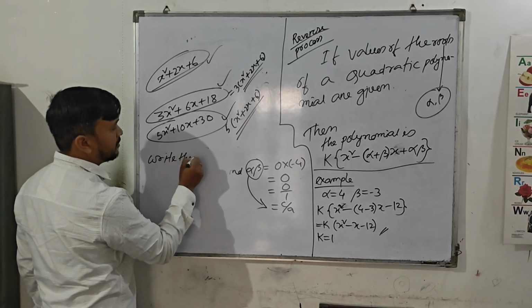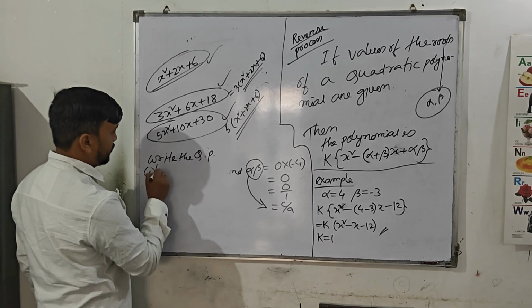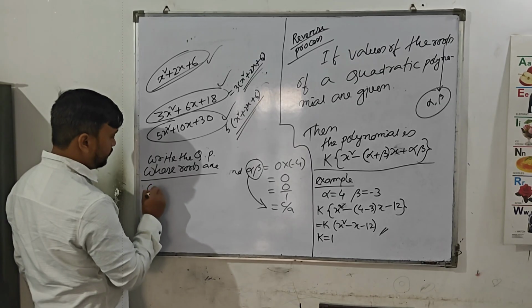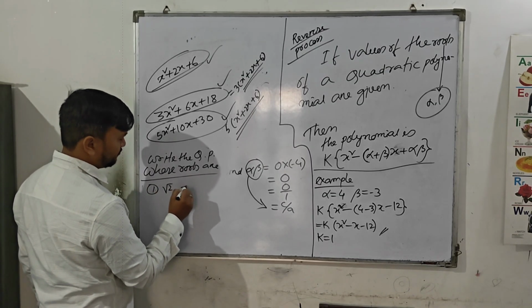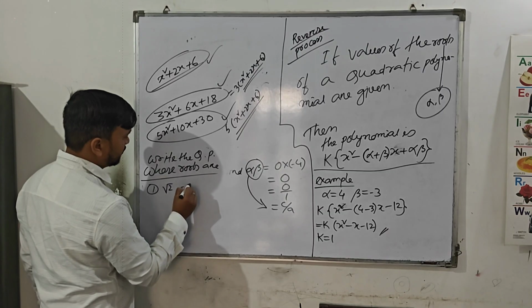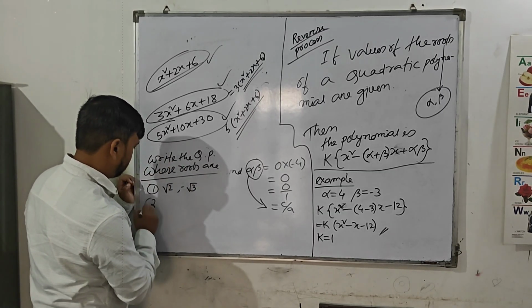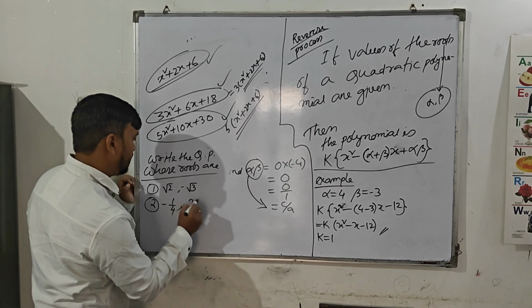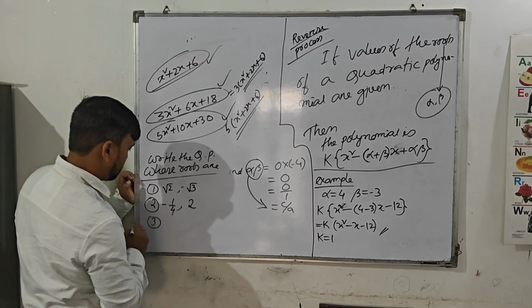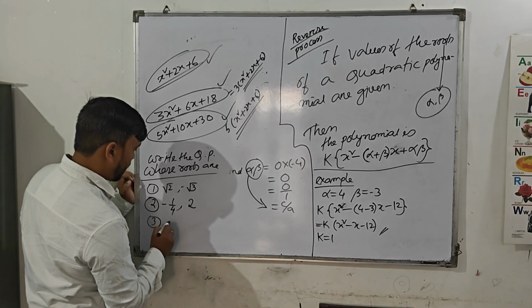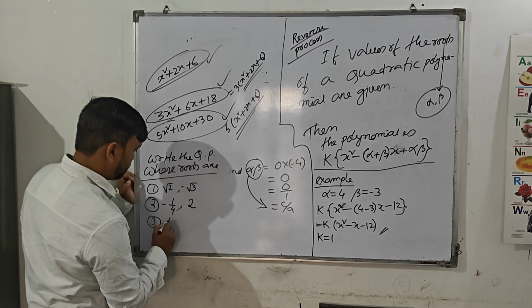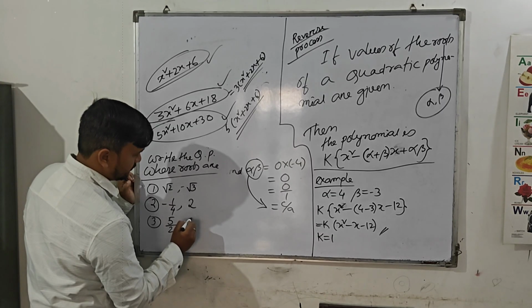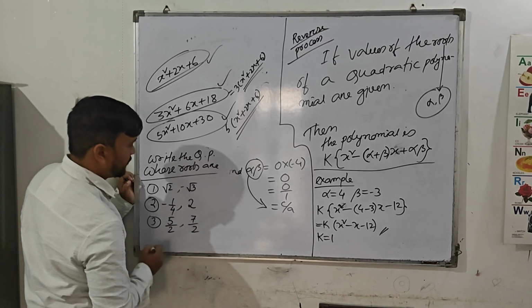Write the quadratic polynomial whose roots are: 1. root 2 comma minus root 3. 2. minus 1 by 4 and 2. 3. 5 by 2 and 7 by 2.